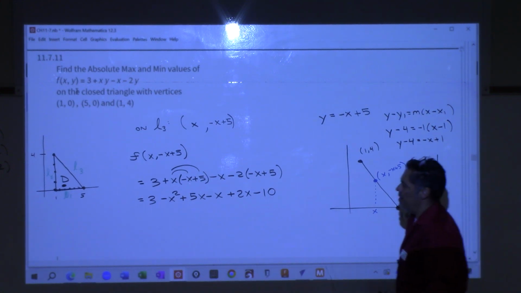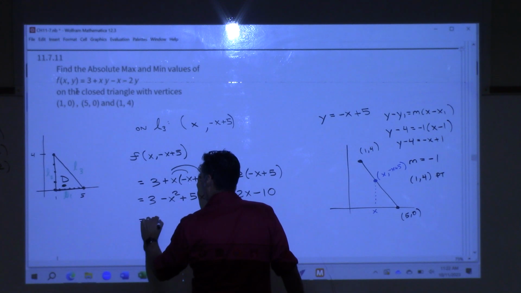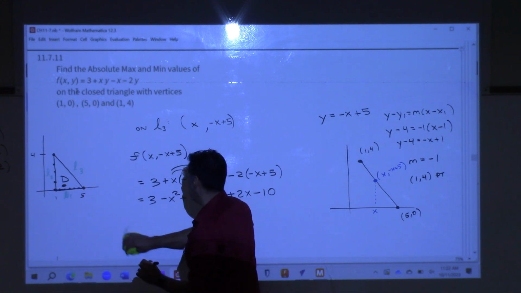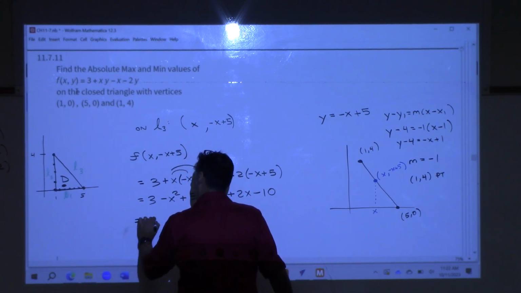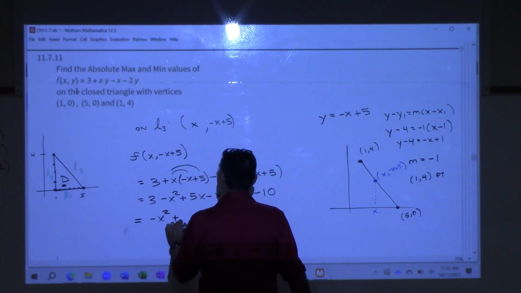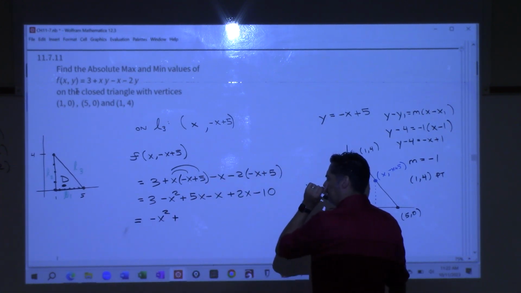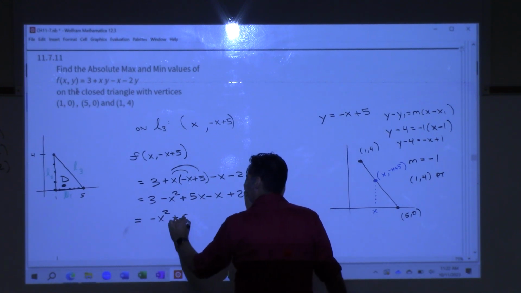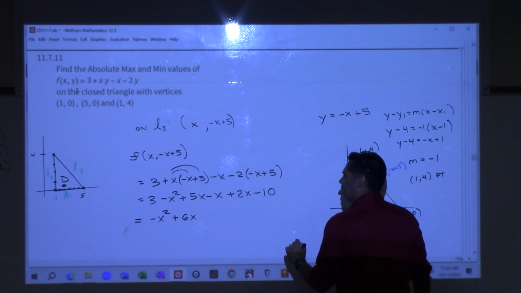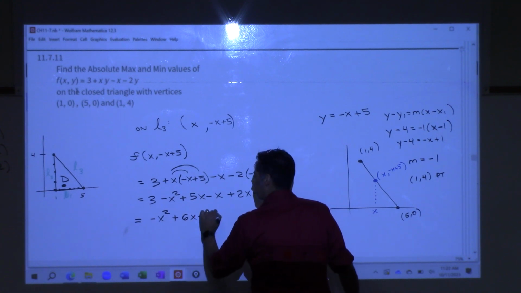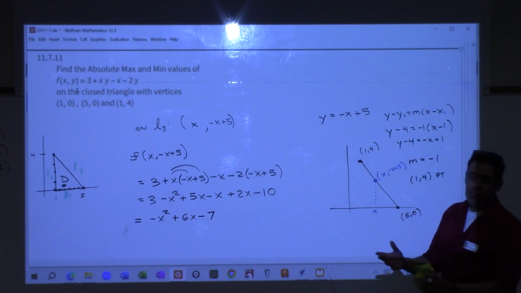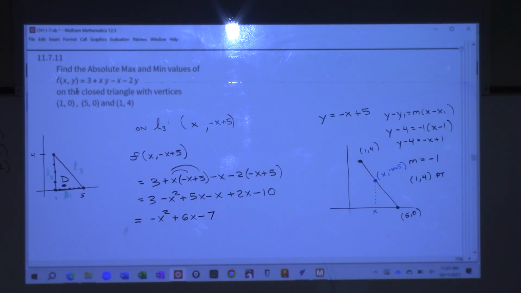Okay, and then collect like terms: negative x squared plus 7x, 6x, 6x minus 7. Okay. Now, unfortunately, this is not linear, so we can't say it happens at the endpoints.